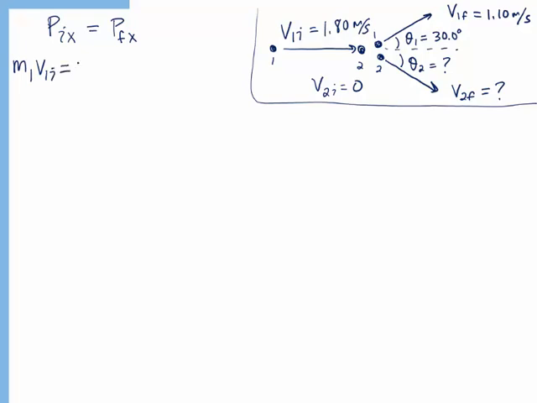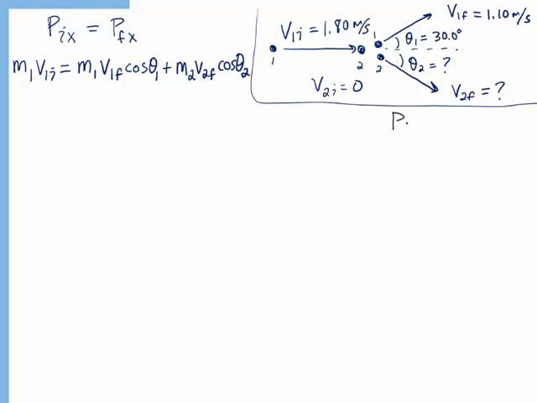That's equal to m1 v1 final. So that's the final momentum of object 1. But again, we only want the x component of that, so I've got to put in cosine theta 1. And then the same thing for object 2: m2 v2 final cosine theta 2. Okay, so that's what conservation of momentum looks like in the x direction.